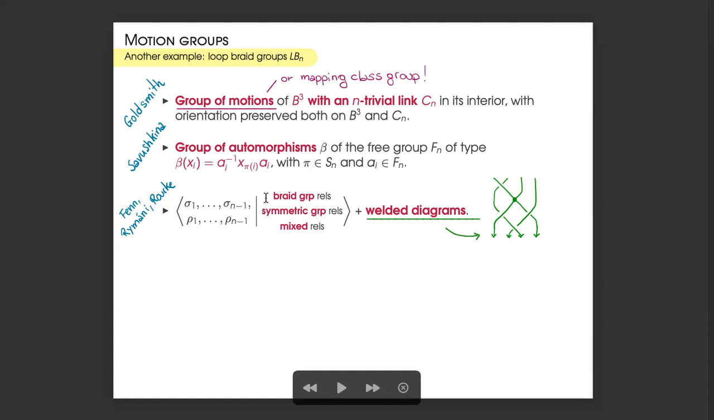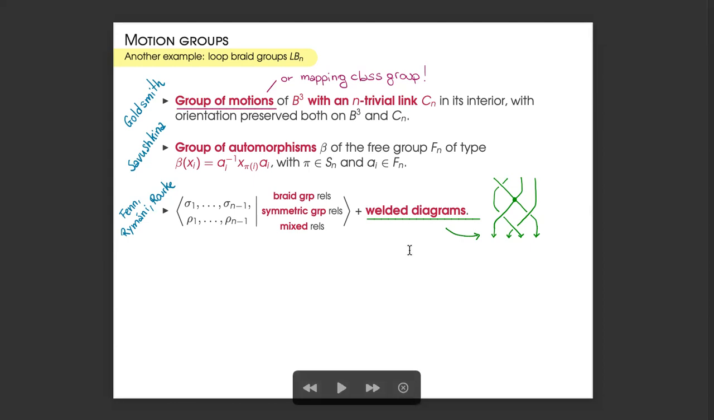We will have a bunch of relations that I will show you in detail later, because I know that everyone loves to see a long list of relations. But for the moment, I will spare you that. Just think that there are some relations that are the braid group relations, another set of relations of the symmetric group, and then some mixed relations that tell us how these generators interact.